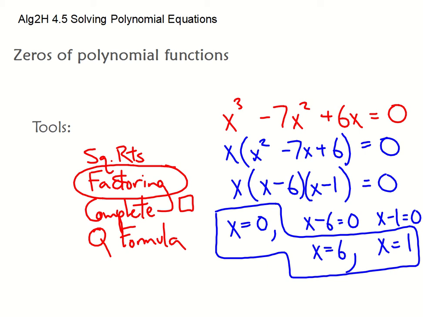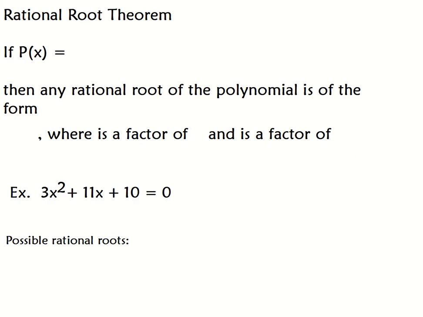In today's lesson, we're going to add a couple more tools to our belt in case the polynomial does not factor. So the first tool that we're going to add is called the rational root theorem. It looks way more complicated than it actually is.